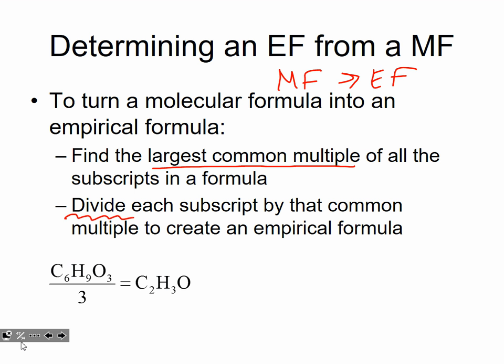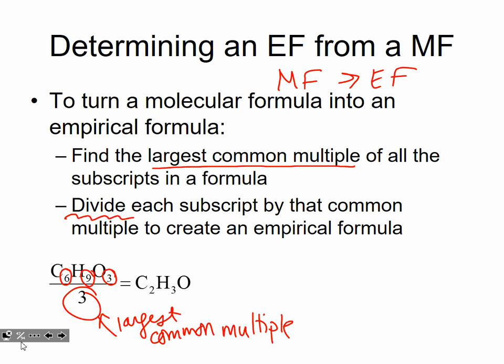So for example, C6H9O3. If we look at the subscripts 6, 9, and 3, the largest common multiple between these three values is 3. And if you divide all of the subscripts in C6H9O3, if you divide 6 by 3, you get 2. If you divide 9 by 3, you get 3. And if you divide 3 by 3, you get 1. Remember, invisible ones in chemistry. And then we have the empirical formula for that molecular formula.